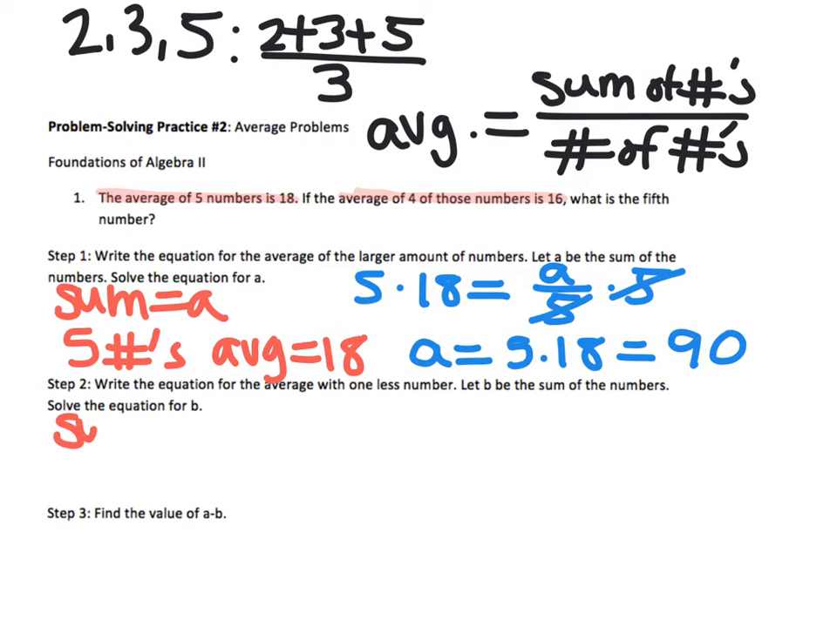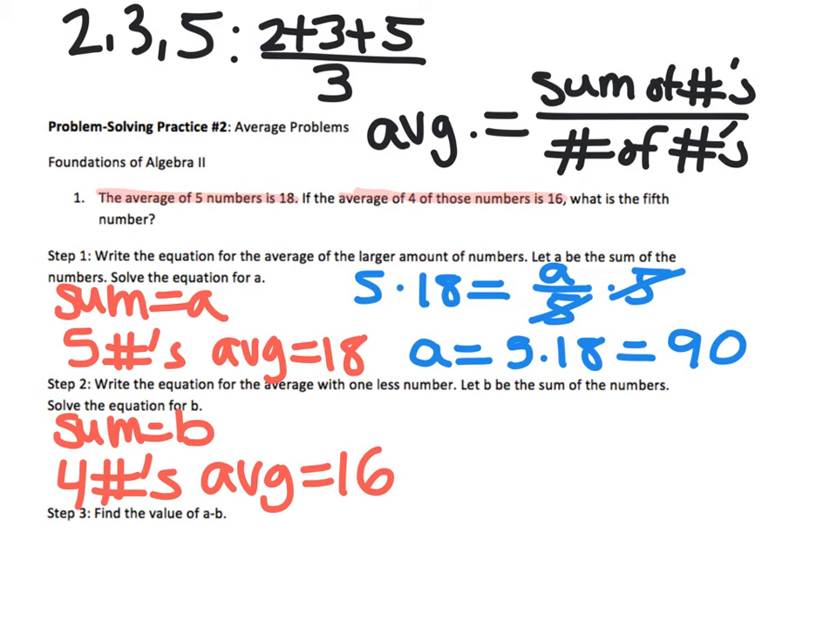So the sum is B. The question states that we have 4 numbers, and the average is 16. Again, just like we did for step 1, we're going to fill it into the general formula. So the average is 16 equals the sum, which is B, over the number of numbers, which is 4.